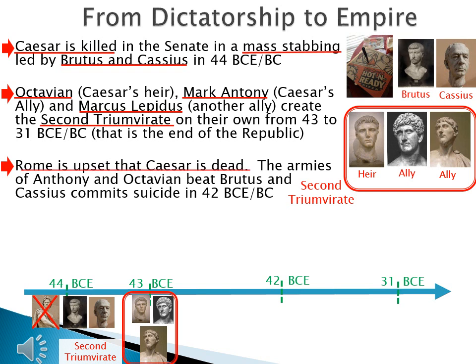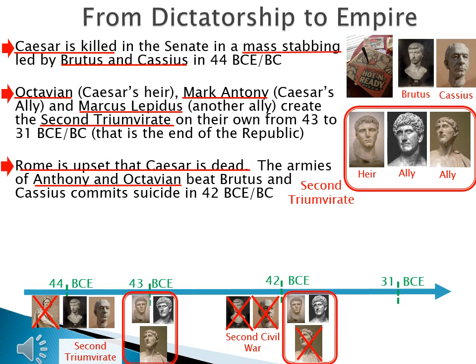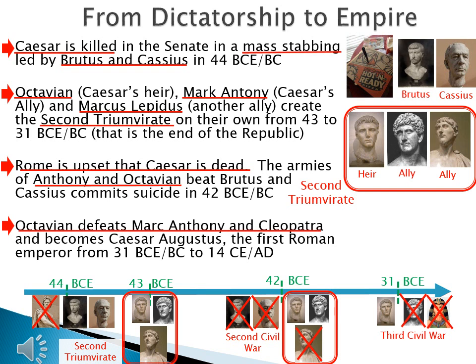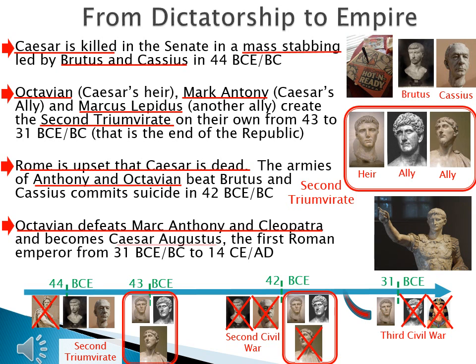But the people in Rome are still upset that Caesar is dead. So the armies of Antony and Octavian fight another civil war and beat Brutus and Cassius. Cassius actually commits suicide in 42 BCE. Marcus Lepidus is removed from the Second Triumvirate. And now we're going to have a third civil war. Octavian defeats Mark Antony and Cleopatra and becomes Caesar Augustus, the first Roman emperor, from 31 BCE to 14 CE.